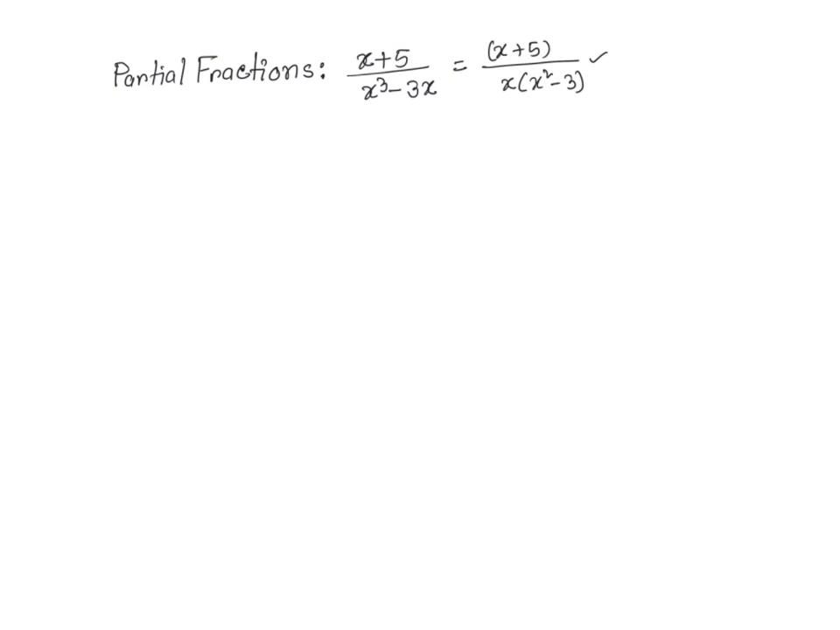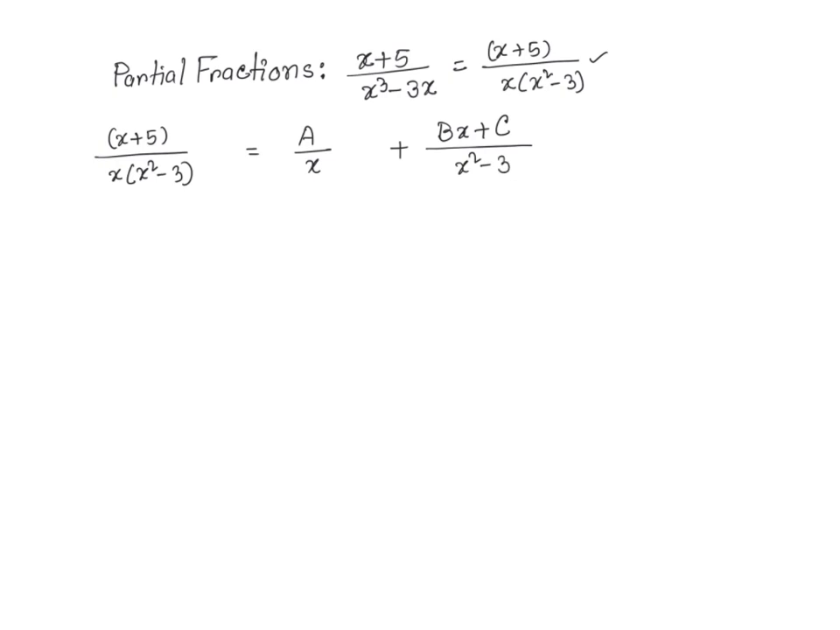So the way you do this is as follows. x plus 5 over x times x squared minus 3 is going to be equal to, I'm going to write it as a over x plus, now you have x squared minus 3. When you have a square term, you have to rewrite it as this. You have to have an x term with constant b times x plus a constant c. So x squared minus 3 is going to be in the denominator.